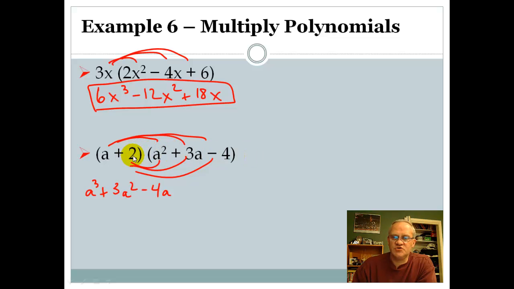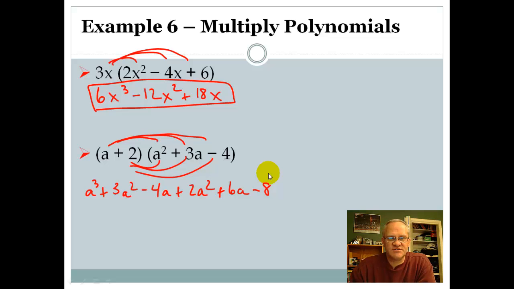Now let's distribute the 2. 2 times a squared, 2a squared. 2 times 3a is 6a, and 2 times the negative 4 is minus 8. So I just distributed the a and I distributed the 2. Now all I have to do is combine like terms.